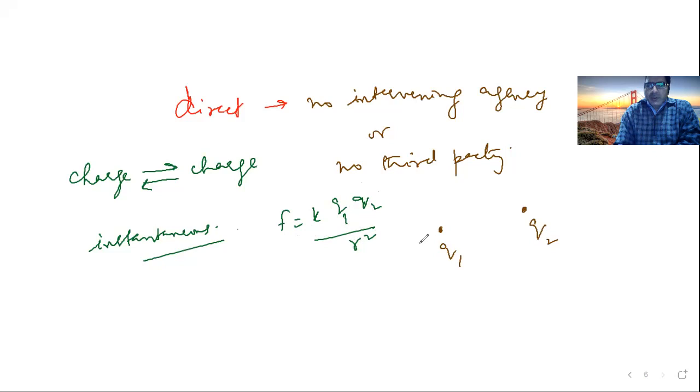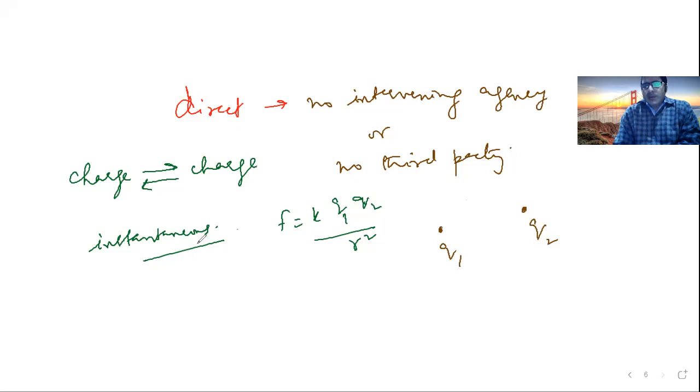So if Q1 is moved relative to Q2, you can either bring it closer to Q2 or you can move it away from Q2. If you bring Q1 closer to Q2, force on Q2 will increase. So in that sense, it will sense its movement because the force on Q2 will change. If you move Q1 away from Q2, force on Q2 will decrease. So that way it will sense movement of Q1. Now the question is, when I move Q1, when will Q2 sense that?